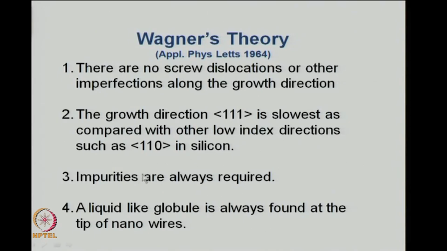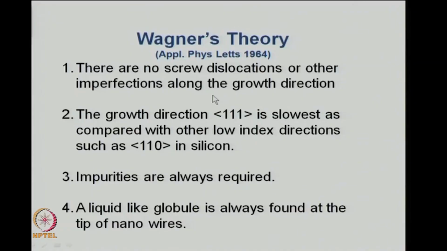Then Wagner suggested that impurities are always required for the vapor liquid solid method of synthesis of nanostructured materials. In 1964, when he gave this theory, it was not to explain nanostructures so much as to explain the growth of a particular material, which may be crystalline, amorphous or polycrystalline, along a particular growth direction. And now, of course, we can apply it to the growth of nanowires and nanorods.